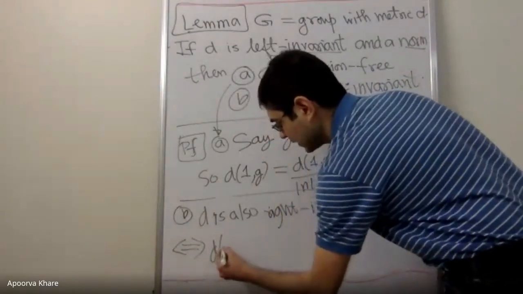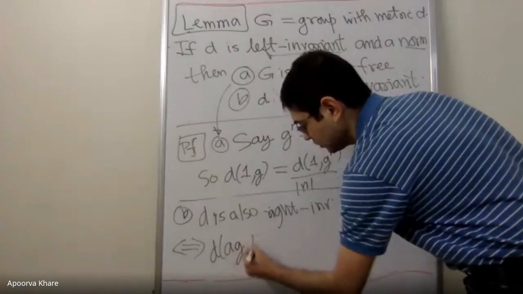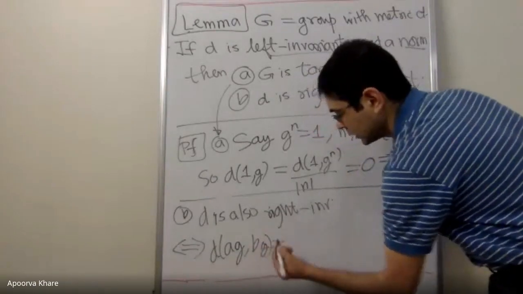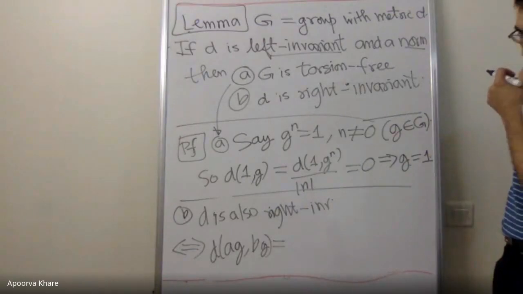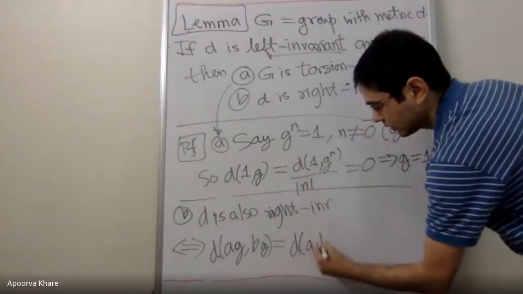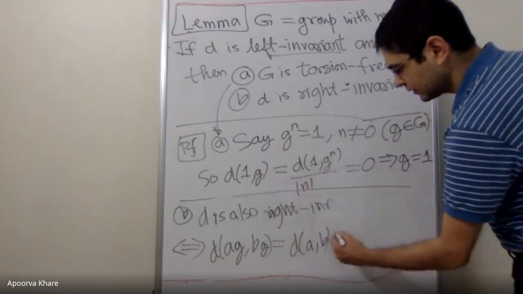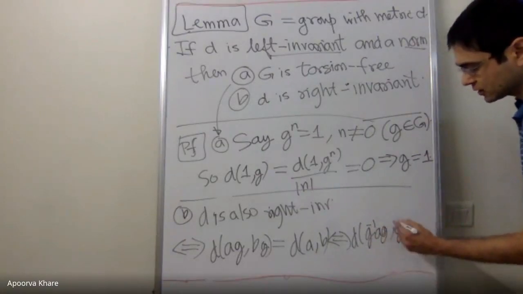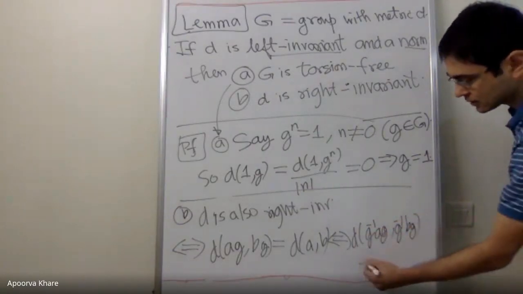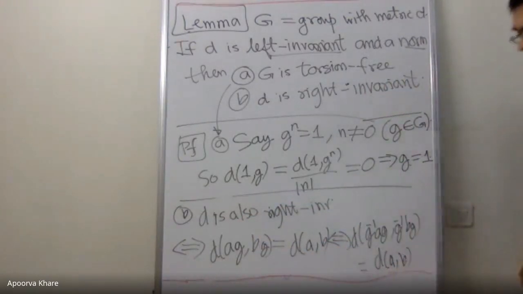If the distance from A times G to B times G is the distance from A to B. Okay, but this is if and only if for all A, B and G. This is if and only if the distance from G inverse AG to G inverse BG, by left invariance, is equal to the distance of this, which is equal to this.